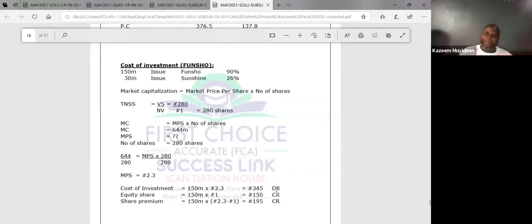It creates equity shares of 1 naira: 150 times 1 naira, because he issued it at 150. Share premium: 150 million times 2.3 minus 1 gives me a premium of 195, or 345 minus 150 to give me a premium of 195. It is 2 credits against 1 debit.